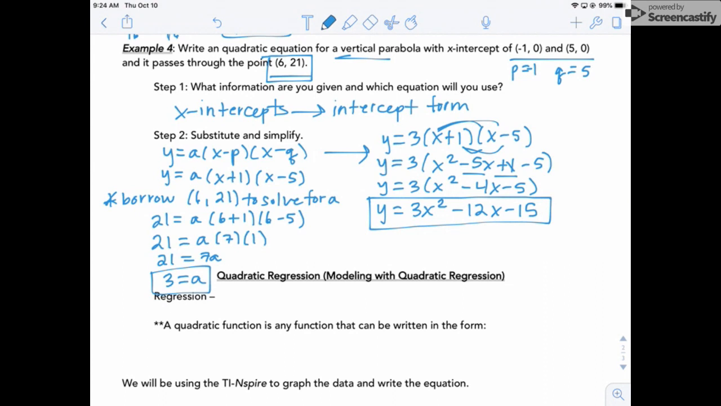So that is it. We've done 4 examples. The first example was intercept form, given the a value. Second was vertical vertex form. Third was horizontal vertex form. And the fourth example was again intercept form, but this time we had to find our a value.